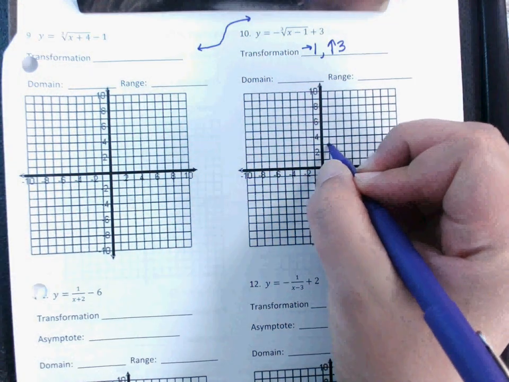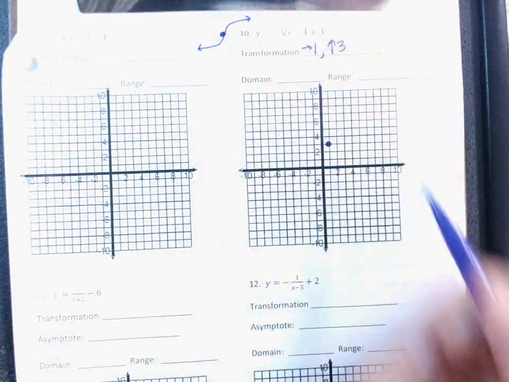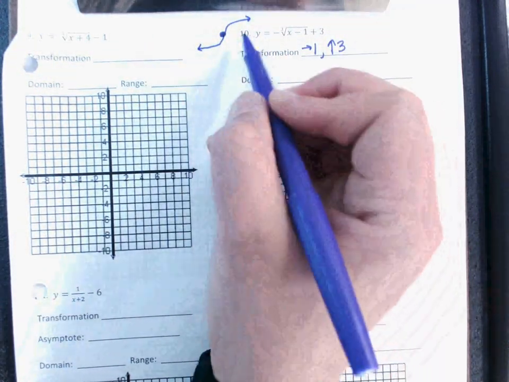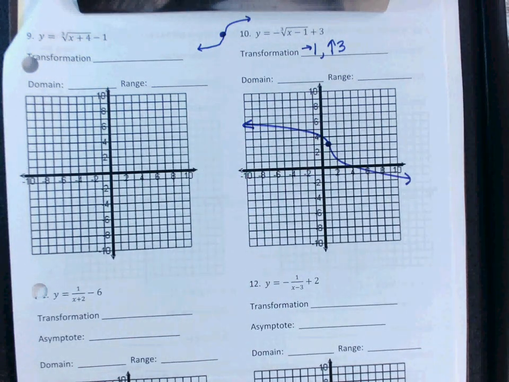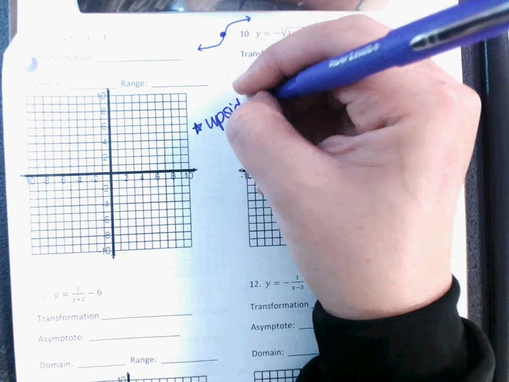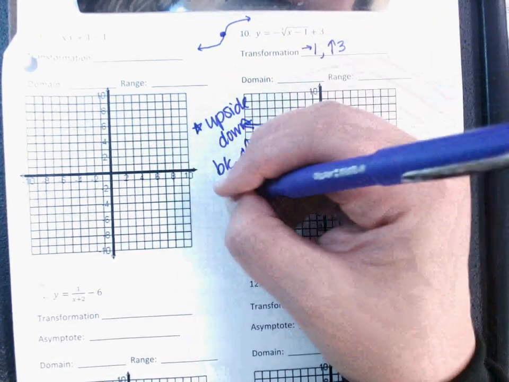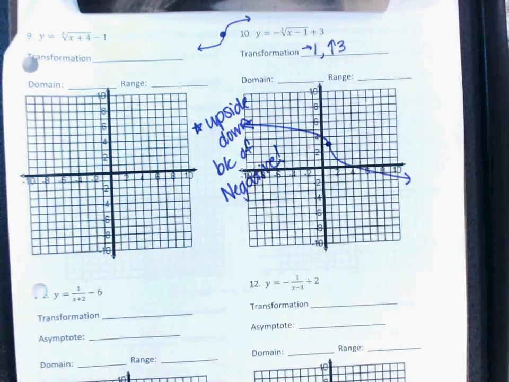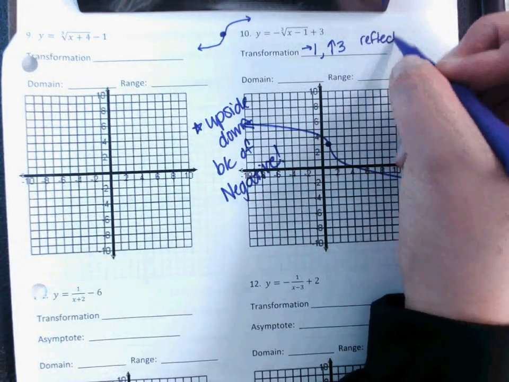So, right 1 up 3 is here. And then instead of drawing this shape, on this side, I'm going to curve up. And on this side, I'm going to curve down because I flipped it. So I'm going to put a little star here and put this one is upside down because of the negative. Okay? And I actually forgot to write that up here, but it's going to be reflected down.